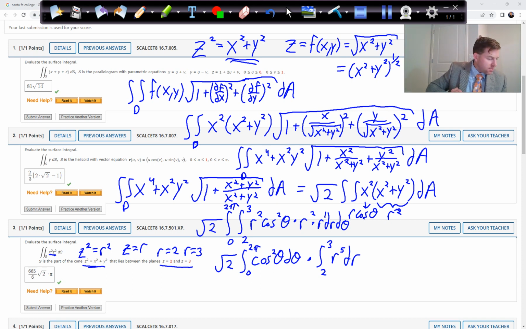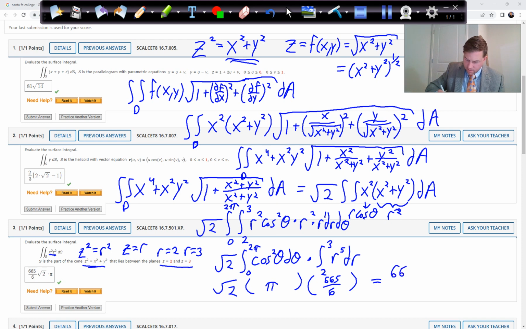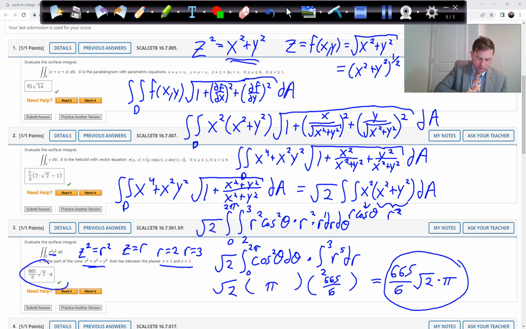And did I write these down? You should get out of each of these. Okay, so you get square root of 2 out of this integral, which I trust you can do. You will get pi out of this integral, which I trust you can do, and you'll get 665 over 6. And if you cram all that together, you're going to get 665 over 6 times the square root of 2 times pi. So just cram those together, and that will be the result for problem 3.